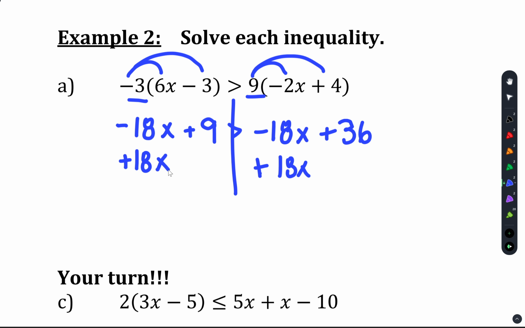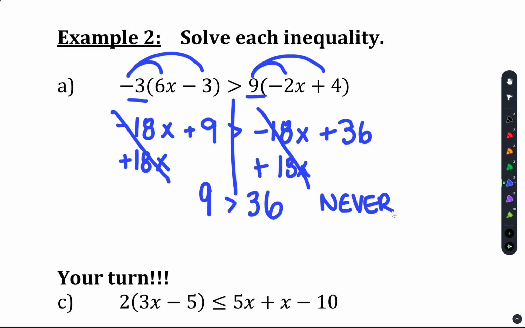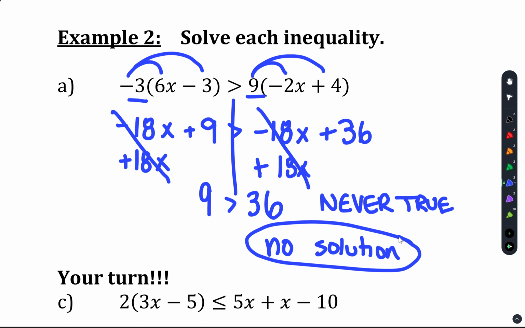They equal 0. They cancel out. So it cancels out on this side and it cancels out on this side. So all I'm left with is this statement here. 9 is greater than 36. Is that always true or never true? It's never true. When we have something that is never true, we call that answer no solution. I'm going to show you what the graph of a no solution graph looks like. Just in case you see it, it's blank.